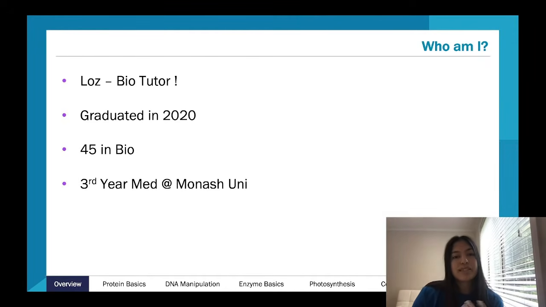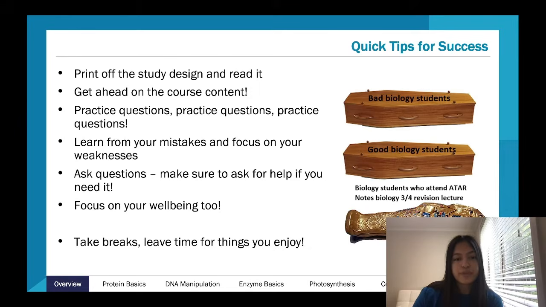In terms of who I am, my name's Loz, and I tutor Bio 3-4 at TuteSmart. I graduated in 2020, so I'm going into my third year of uni now at Monash, and I got a 45 in Bio as well. I did Bio 1-2 in year 11, and then Bio 3-4 in year 12, in 2020.